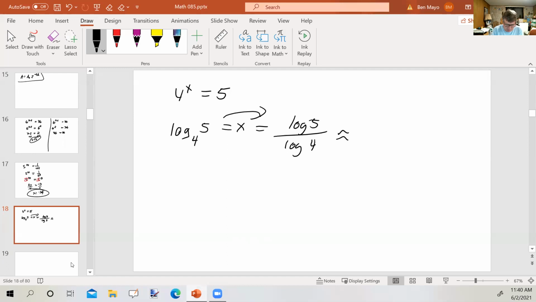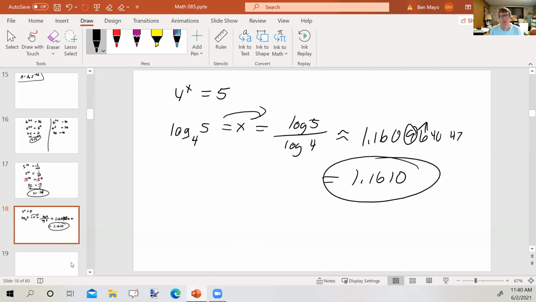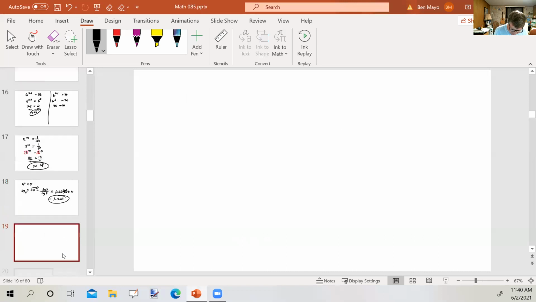So let's see here. Log base 10 of 5 divided by log base 10 of 4. I get 1.160964047. These instructions said to approximate to 4 decimal places, the 6 would round up, so 1.1610 would be our answer to 4 decimal places. Okay.